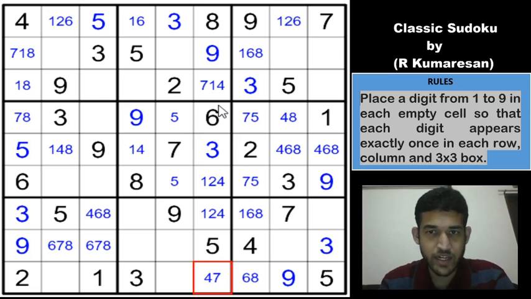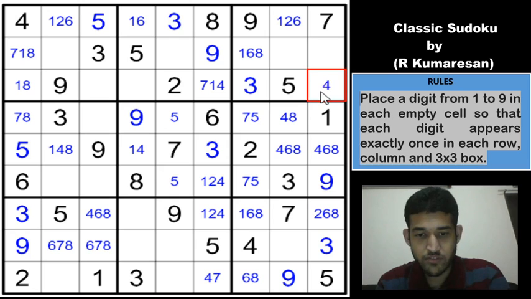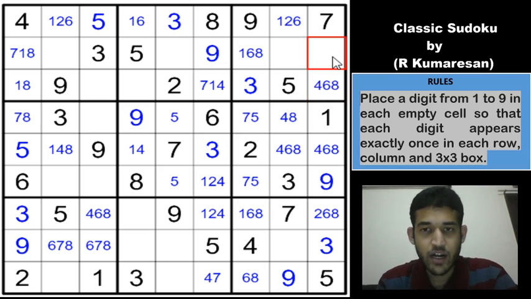Okay, let us continue with our process of writing pencil marks. 1 7 9 3 and 5, right? So remaining candidates are 2 4 6 and 8. 4 cannot be here, so this is 2 6 8, and this cannot be a 2, so this is 4 6 8. This will be 2 4 6 and 8. So let us not write 4 digits inside the cell. That will be too messy.